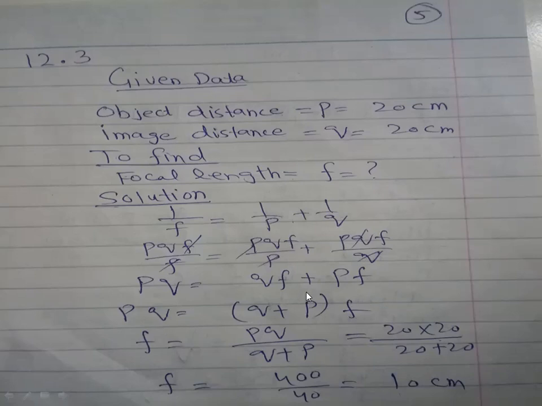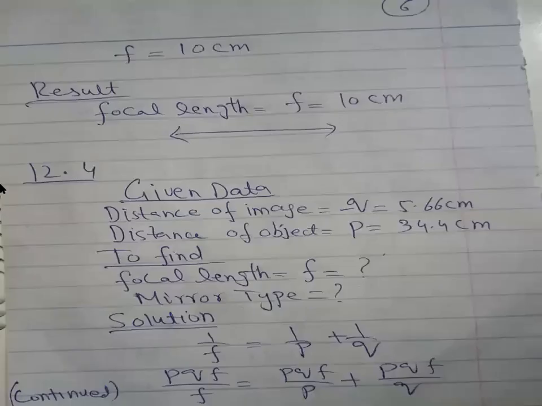So separating out f, q plus p is multiplied here, and it goes to the other side of the equation as a divisor. Just plug in the values: P is 20, Q is 20. If you solve this, you will get a focal length of 10 centimeters. The focal length f is 10 centimeters. This is the end of numerical 12.3.